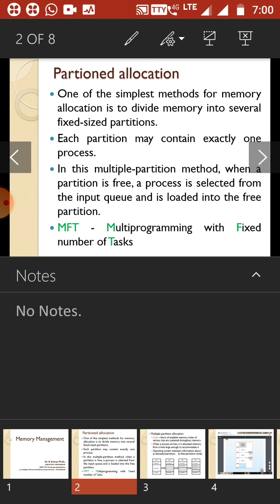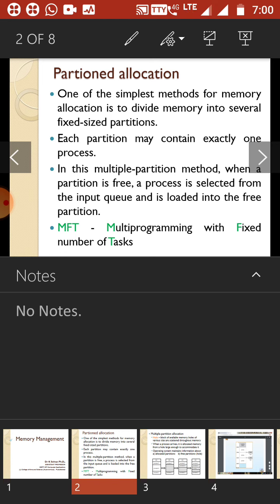So the entire user memory area is divided into multiple partitions with fixed size, and each partition may contain exactly one program at execution time. In this multiple partition method, if a partition is occupied by one user program, only a free partition is going to be assigned to any waiting user program in the queue.